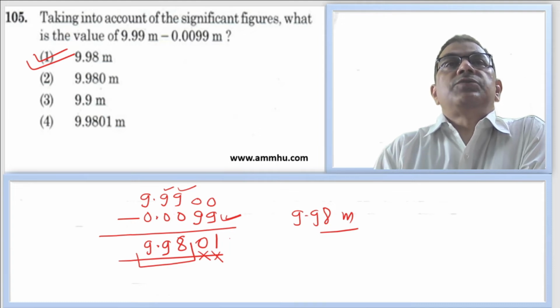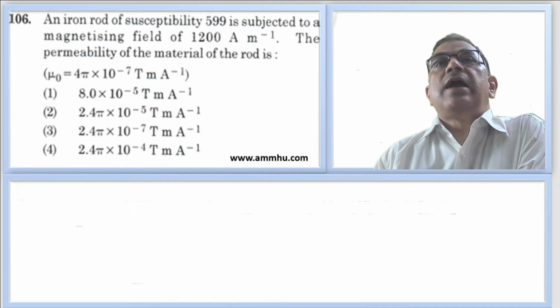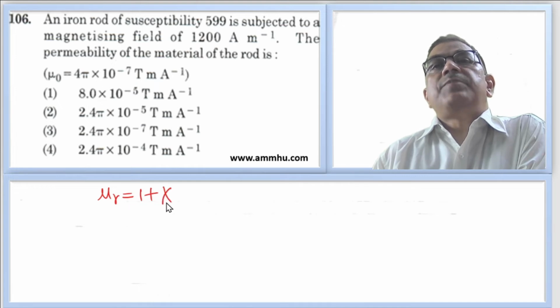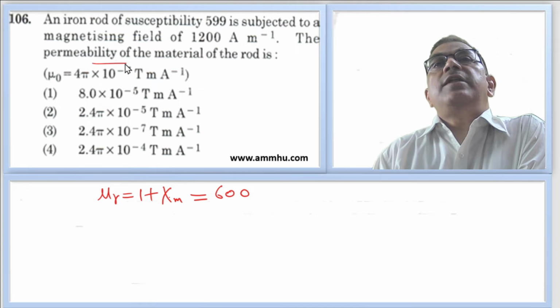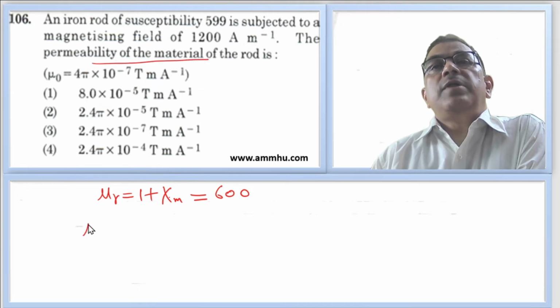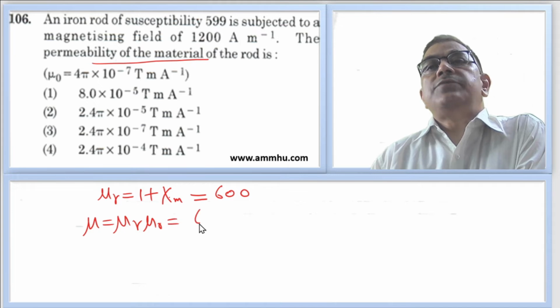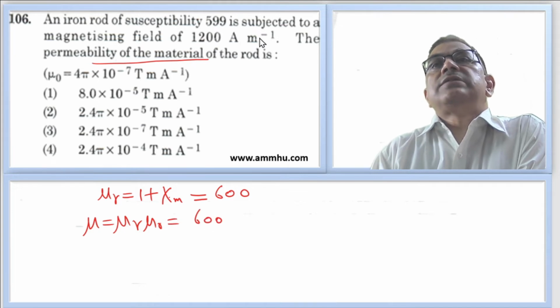Now next question is the iron rod susceptibility. Susceptibility is 599, and we know that relative permeability is given by 1 plus magnetic susceptibility. So that makes how much? This is 599 plus 1, this is 600. Is that okay? Permeability of the material is equal to mu r times mu naught, and mu r is equal to 600. So this is not required in the calculation.